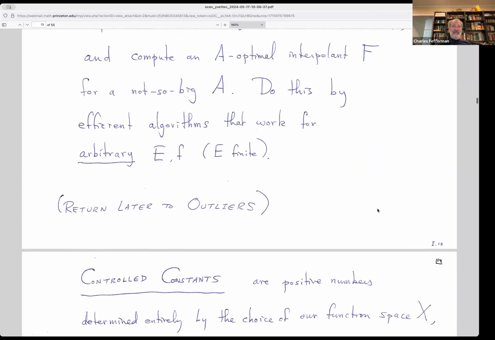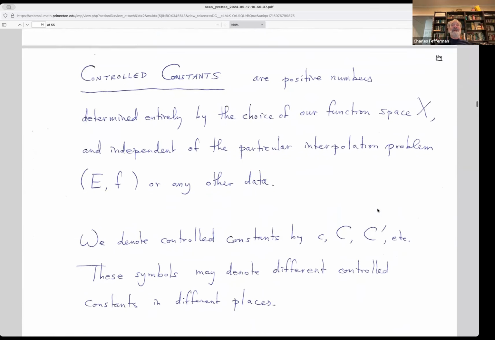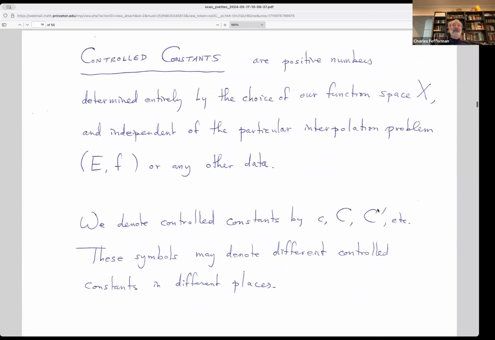So let's sharpen the question further. I want to introduce the notion of controlled constants. A controlled constant is a positive number determined entirely by the choice of the function space X and independent of the particular interpolation problem or any other data. I'm going to denote controlled constants by the letter C, some variant of the letter C, lowercase, uppercase, C prime, C asterisk, whatever. But symbols like that might denote different controlled constants in different places. So that's a controlled constant.